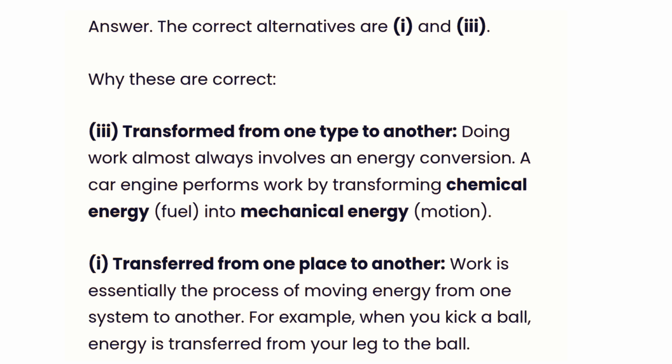Why these are correct? 3. Transformed from one type to another. Doing work almost always involves an energy conversion. A car engine performs work by transforming chemical energy, fuel, into mechanical energy, motion. 1. Transferred from one place to another. Work is essentially the process of moving energy from one system to another. For example, when you kick a ball, energy is transferred from your leg to the ball.